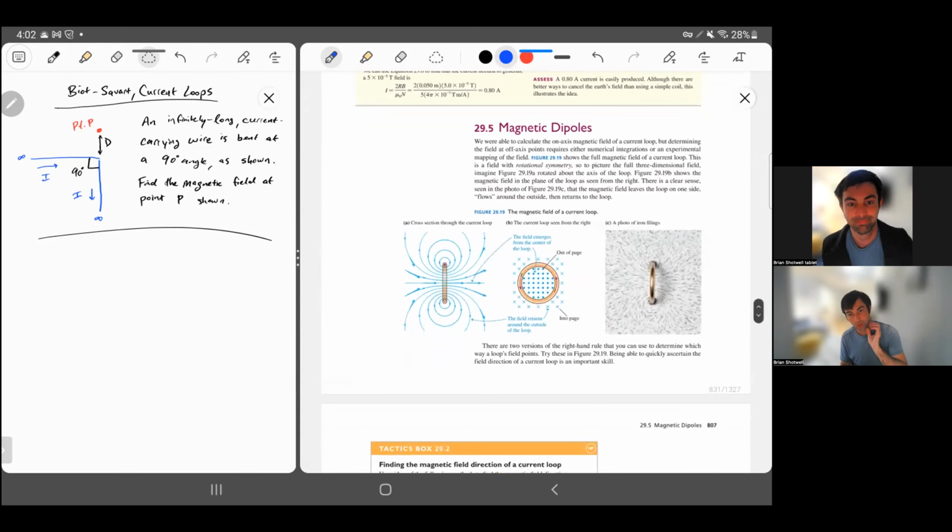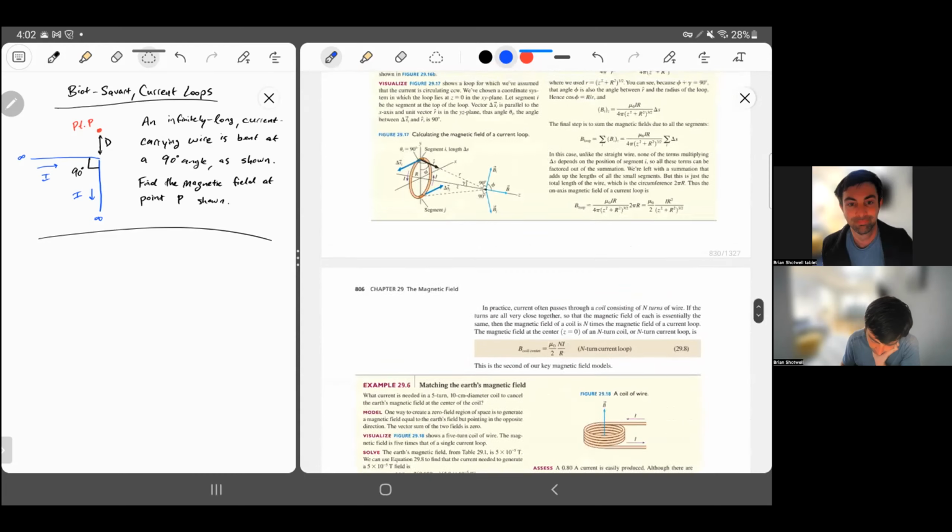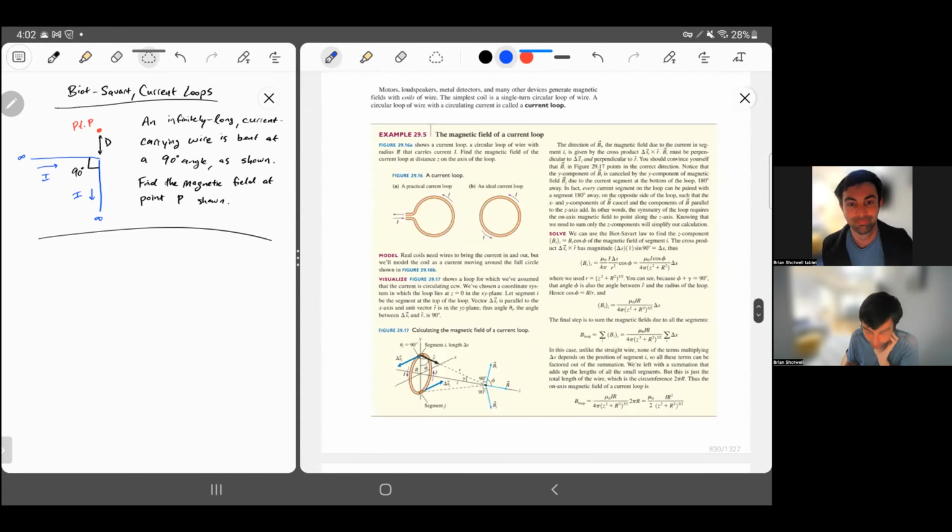This idea of a current loop, by the way, your book does this in more generality. So they talk about this as a function of z along the symmetry axis as well. So we took z equals 0 when we did this, but your book does this for the non-z equals 0 case. So you just have to take the component that survives, which is the component of the magnetic field along the z-axis, but it's pretty similar calculation.